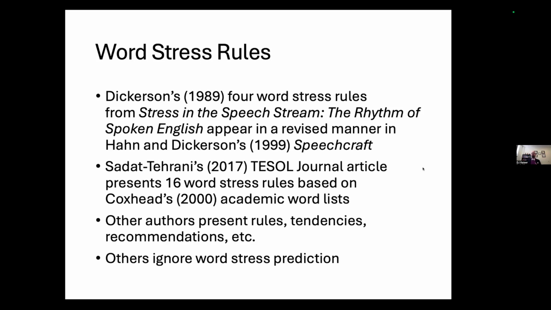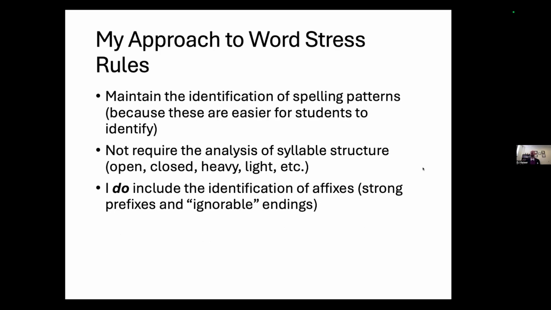Different authors will look at this differently: they'll have rules, they'll have tendencies, they'll have recommendations, and then others will just ignore word stress prediction because word stress is not the easiest thing to teach. And students often say, I want a rule for everything, and there isn't a rule for everything. So we look at what we can teach and make priorities. My approach to word stress when I started developing my materials 25 years ago was that I wanted to maintain the identification of spelling patterns, because these are things that learners are able to identify more easily.